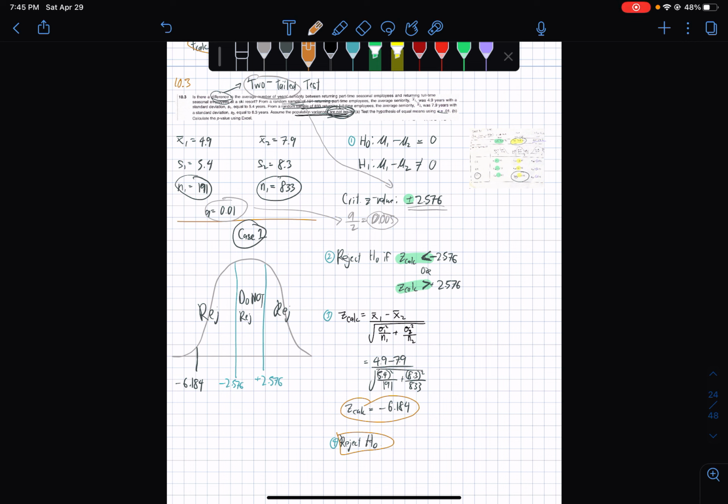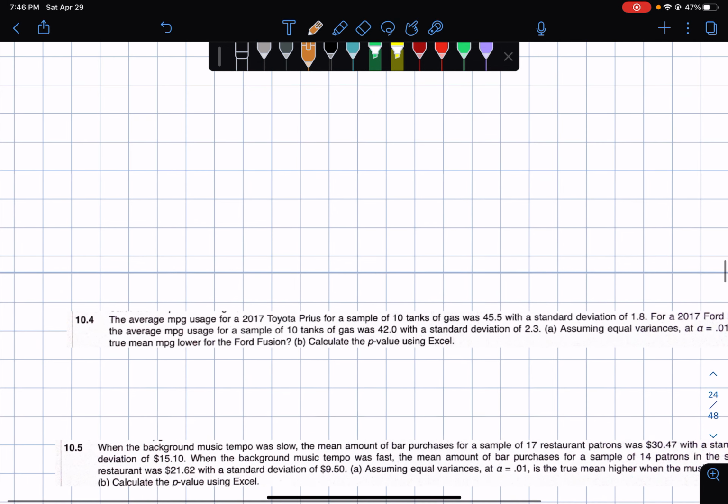That's it for 10.3. Let me verify if I actually got it right. I'm sorry, yes, it is correct. We have the same answer as the answer key of the ebook. Okay, let's try 10.4.